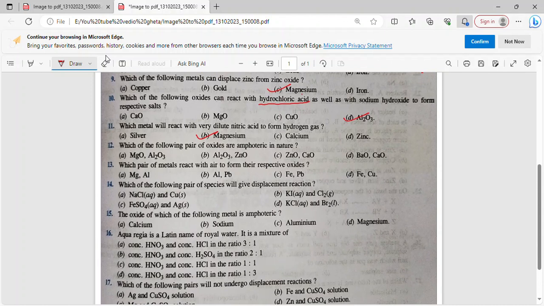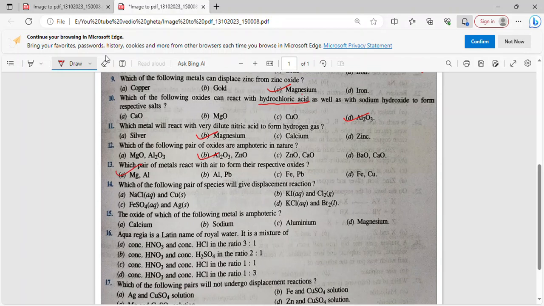So which of the following pairs is amphoteric in nature? Aluminum oxide and zinc oxide. Just now I said. Which pair of metals reacts with air to form their respective oxide? So you know which metals will normally react. Obviously magnesium and aluminum are good reactive, so they form the respective oxide.